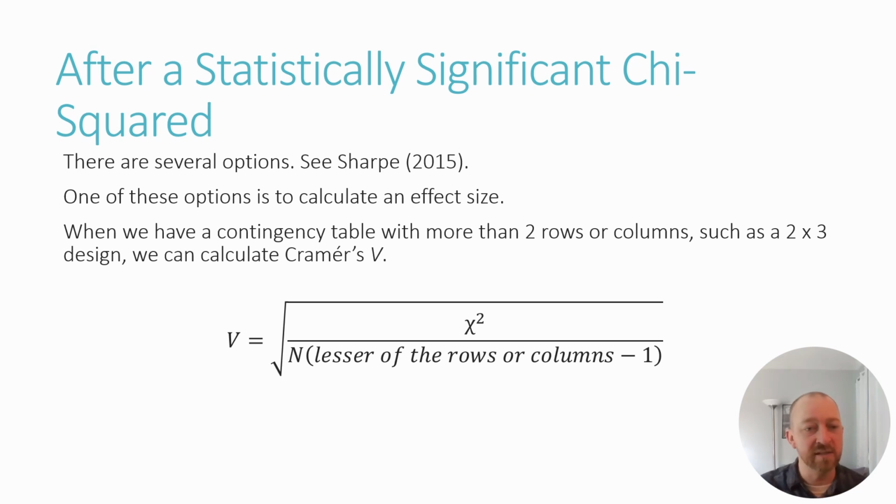As you can see, it's very easy to calculate. All you do here is you take the chi-squared value that you already obtained by this point, obviously. You divide it by the total number of observations within the chi-squared contingency table, and then you multiply it by whichever is fewer, the number of rows or columns, minus 1. And then take the square root of that. So it's very easy to calculate and straightforward.